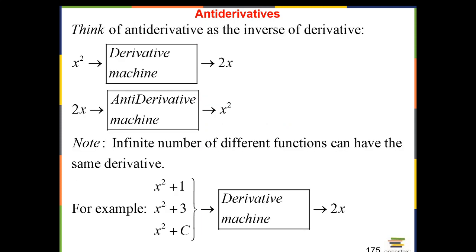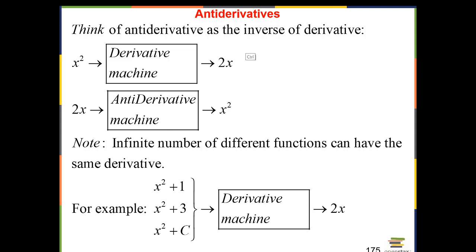All right, so think of antiderivative as the inverse of derivative. So x squared is the derivative machine, right? You put x squared here, 2x comes out. Now, antiderivative machine, if you put 2x in it, x squared comes out, right? So infinite number of, we're going to talk about that.